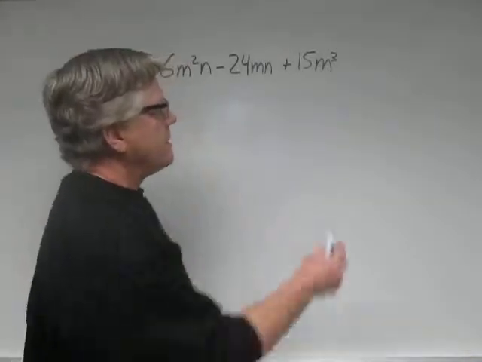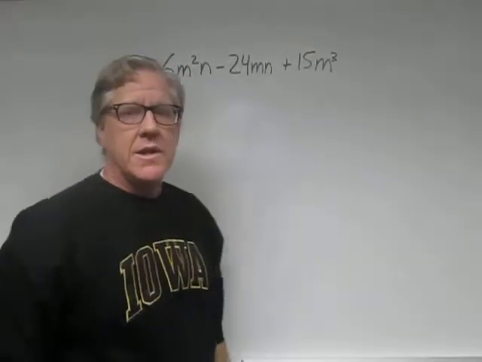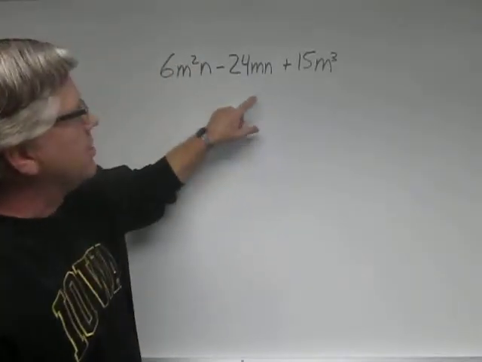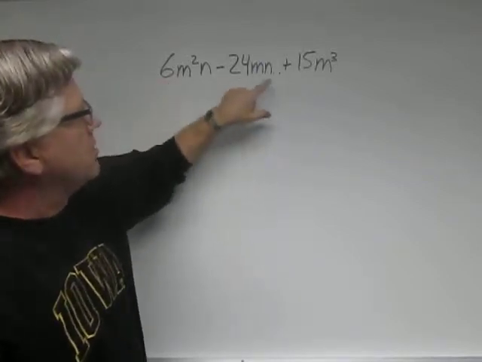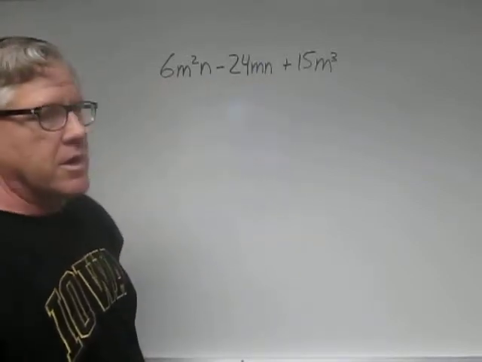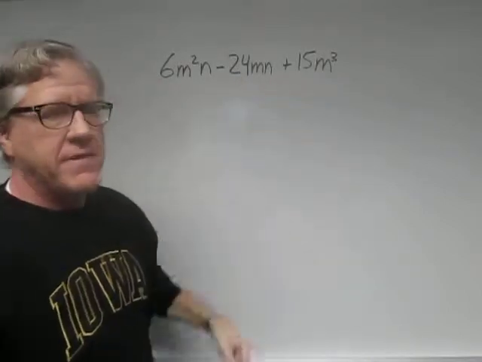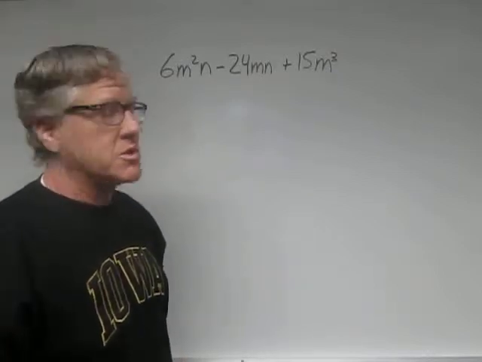Okay? M cubed is m times m times m. M squared is m times m. So we're going to look at factors here. We're going to look at the greatest common factor first of the numerals here, of these integers right here. We've got 6, negative 24, and 15. We're going to look for the greatest common factor of those three numbers.